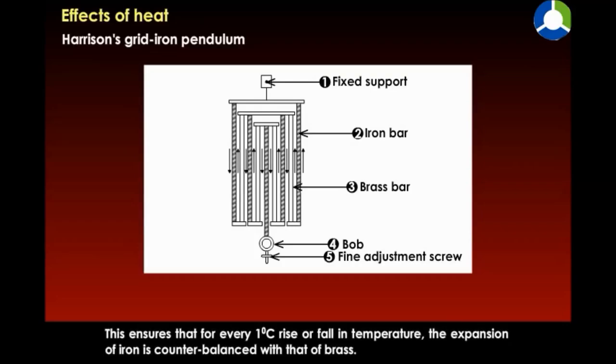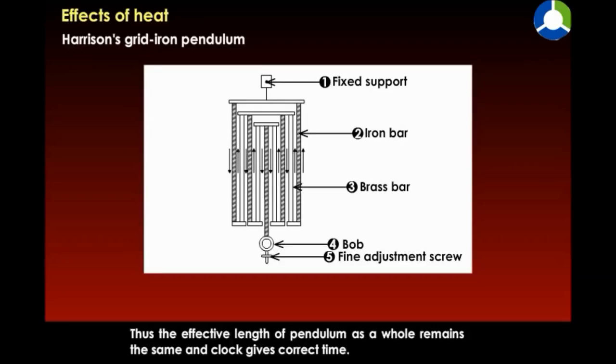This ensures that for every 1 degree Celsius rise or fall in temperature, the expansion of iron is counterbalanced with that of brass. Thus, the effective length of the pendulum as a whole remains the same and the clock gives correct time.